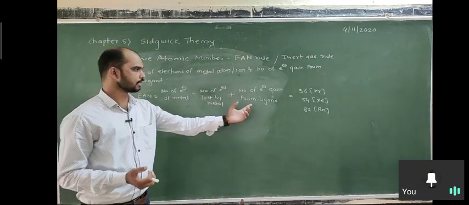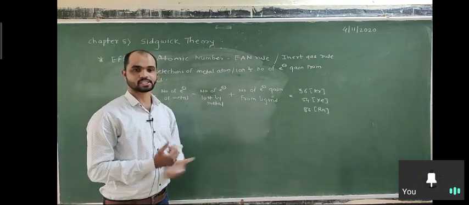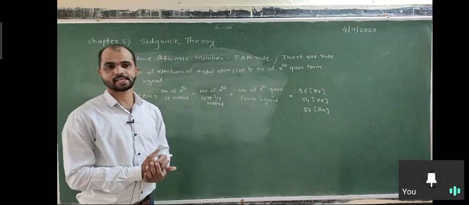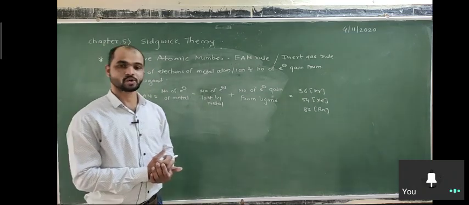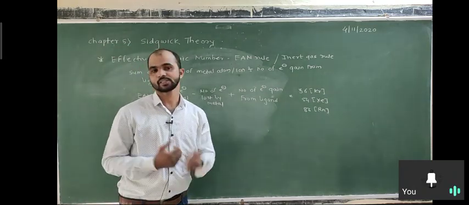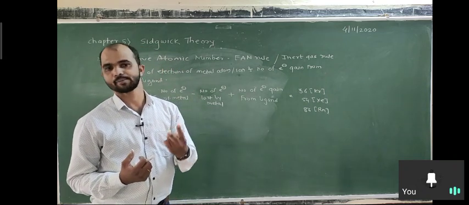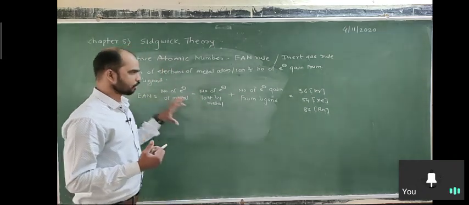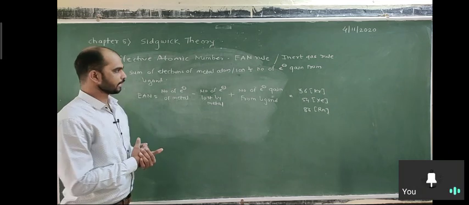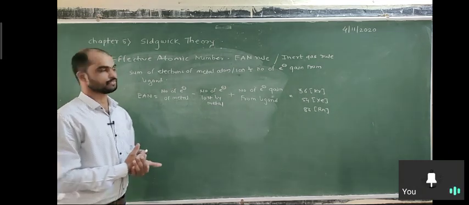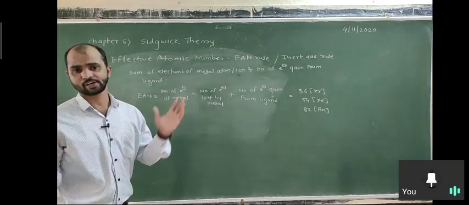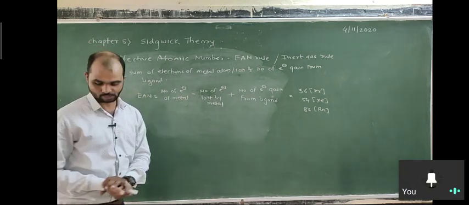So it is twice the number of coordination number. If 4 ligands are attached, that means 8 electrons are gained, because each ligand donates 2 electrons to the central metal atom or ion. Using this formula, we can calculate the EAN or effective atomic number for different kinds of complexes. We are going to discuss it.